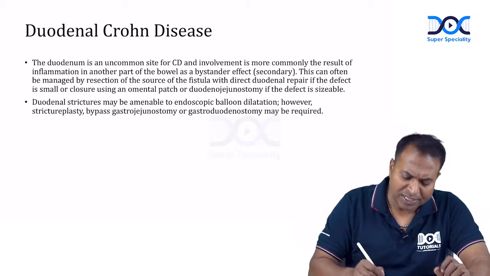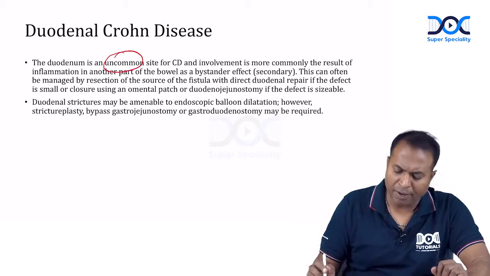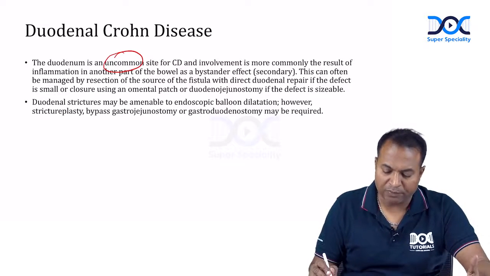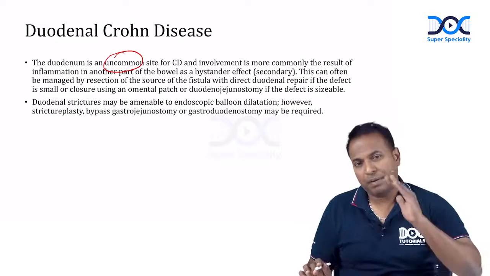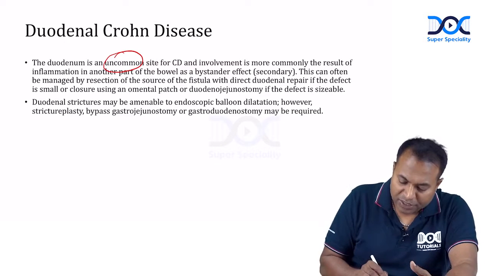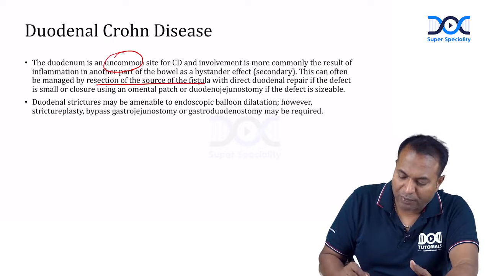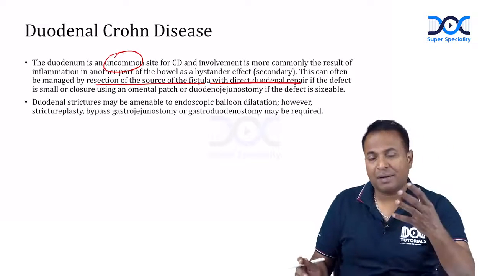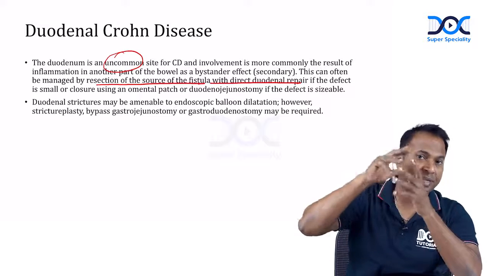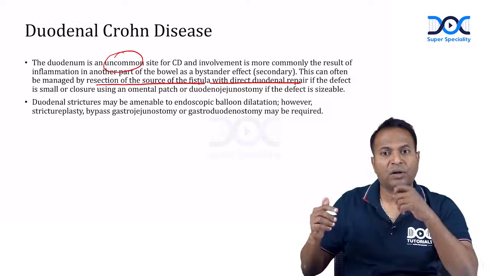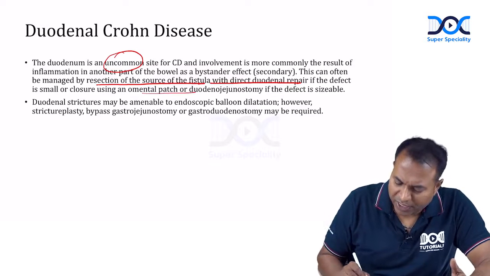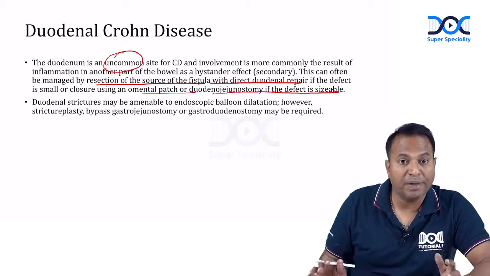Duodenal Crohn's, as I already told you, is very uncommon and more commonly the result of inflammation of another part of the bowel as a secondary effect. This can often be managed by resection of the source of the fistula with a direct duodenal repair. Sometimes a small bowel can adhere to the duodenum and form duodenal Crohn's disease. In such cases, resect the primary and close the duodenal defect using a Wolman patch, or using a duodenojejunostomy if your defect is very big.